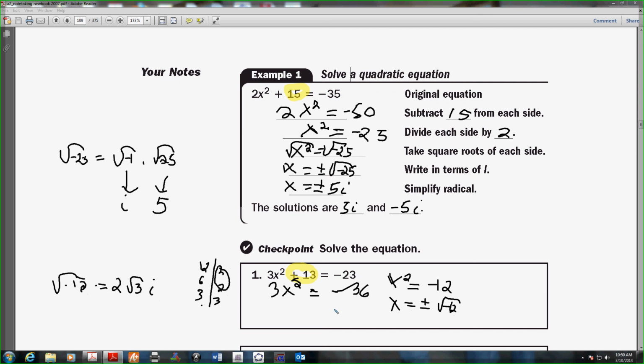So I'm going to have that x1 is going to be 2 square root of 3i, and x2 is going to be negative 2 square root of 3i. This concludes the first examples of this 4.6.